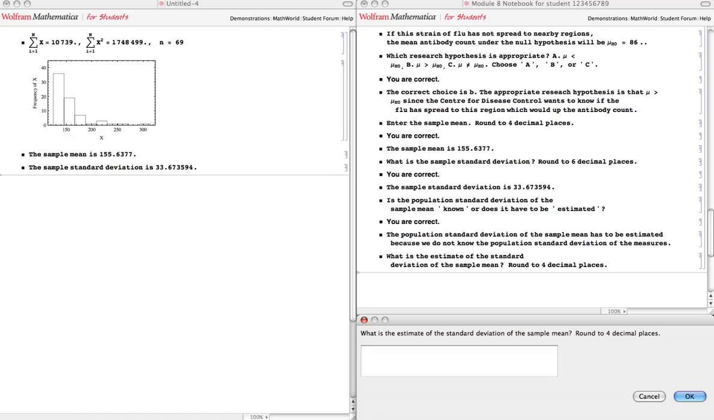What is the estimate of the standard deviation of the sample mean? It's simply the standard deviation value that you've computed divided by the square root of n. So it's 33.673594 divided by the square root of 69. Okay, and you have to round off to 4 decimal places, so that gives me 4.0538.